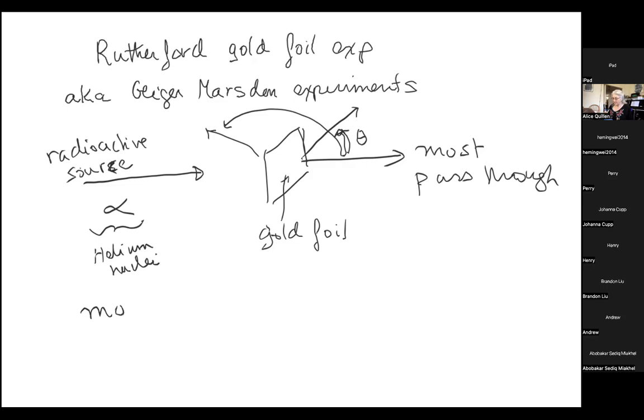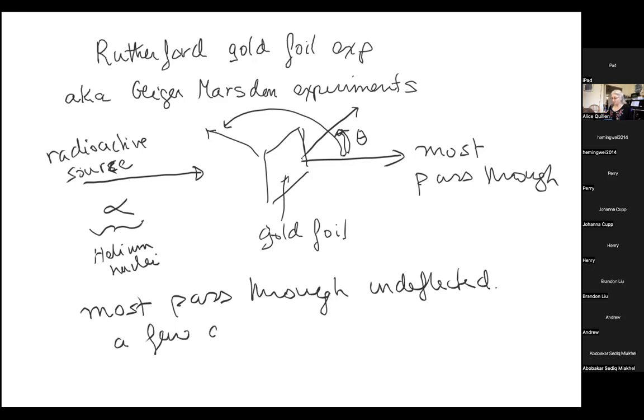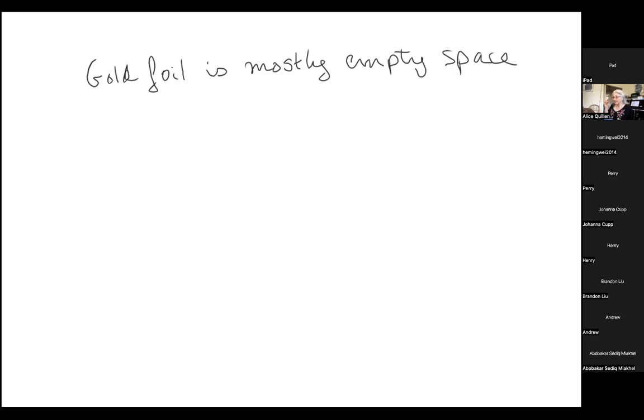So most pass through undeflected. And a few are strongly deflected. So the interpretation is that the gold foil is mostly empty space. And then the nuclei in the gold foil have to be really small and really compact.